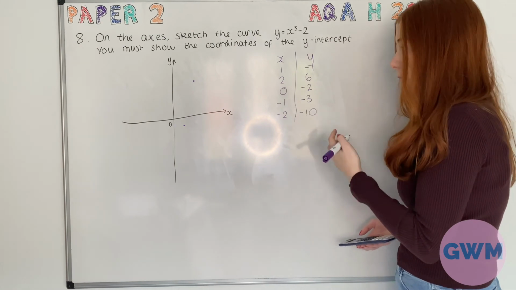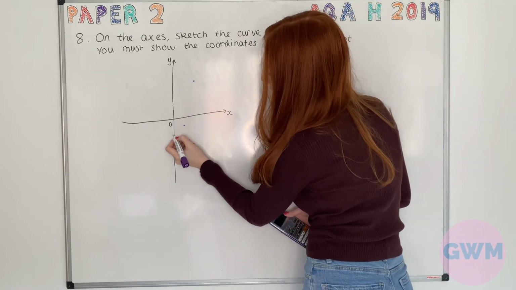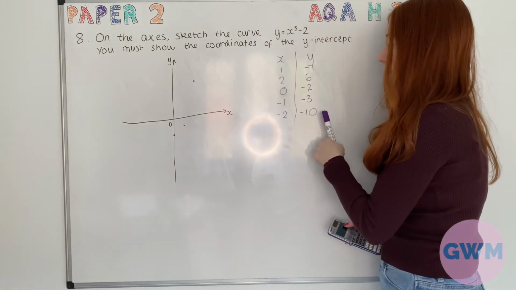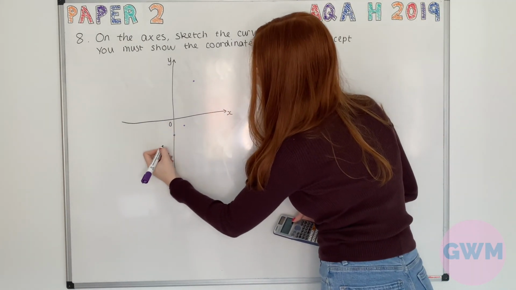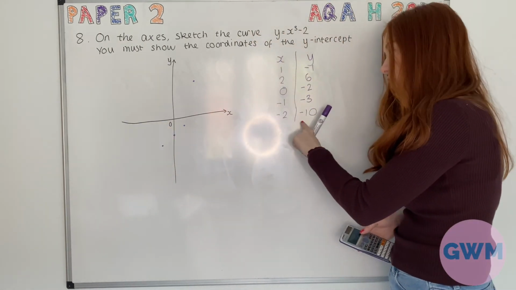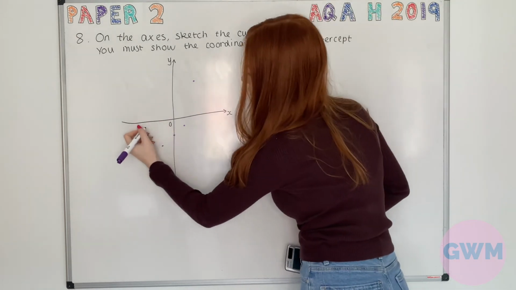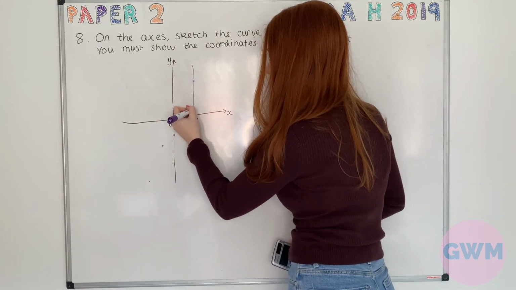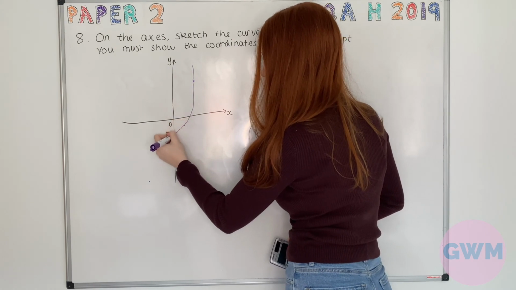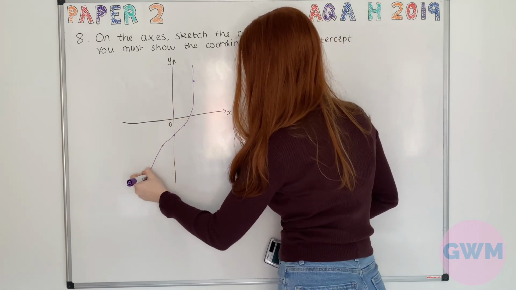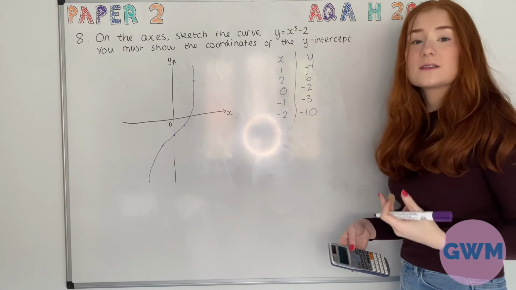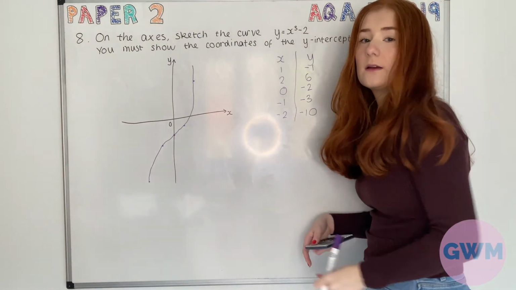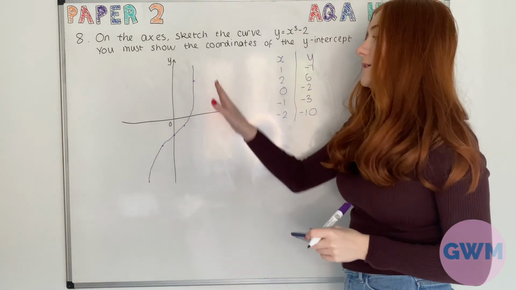When x is 0, y is minus 2. So again, roughly, minus 1 and minus 3. And then here we have another big jump down to minus 10 when x is minus 2, so it's going to be quite a significant way down. And then all you need to do is with a nice curve, join those plots together. Make sure it's a nice smooth curve if you can. Mine's a little bit squiggly in the middle, but try and keep it as smooth as you can.